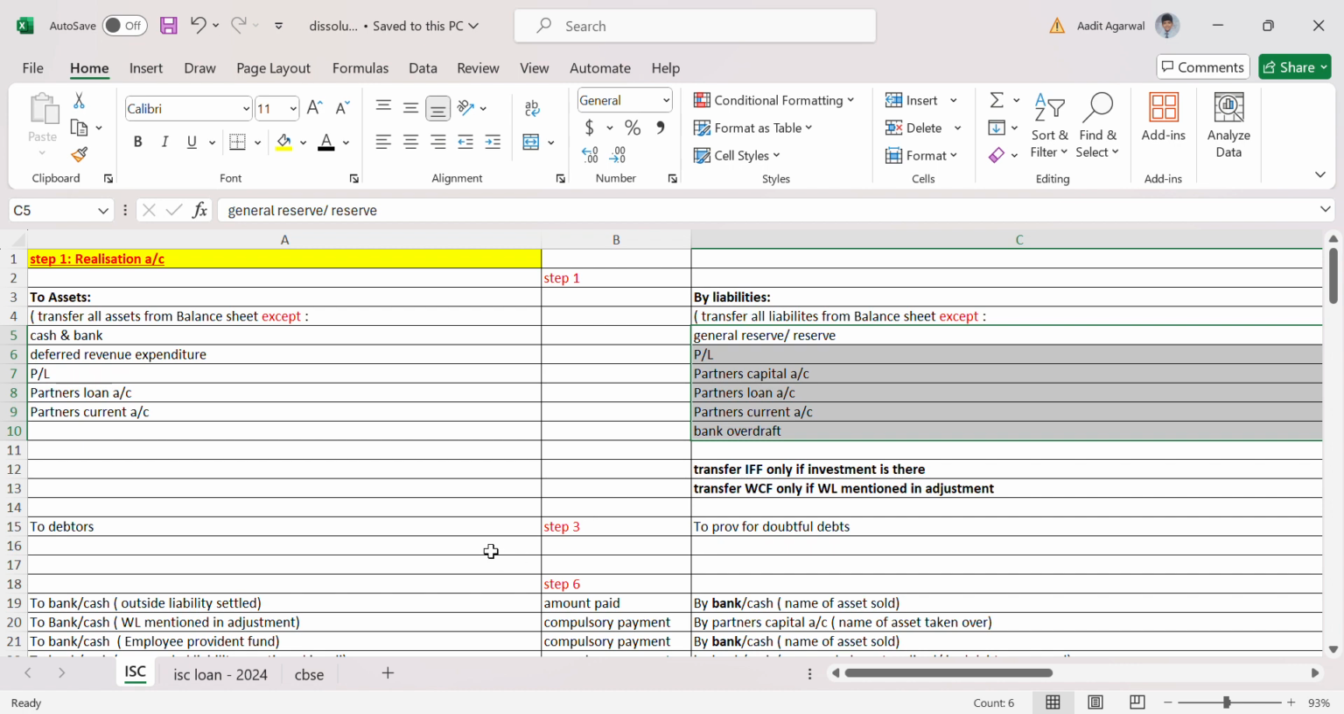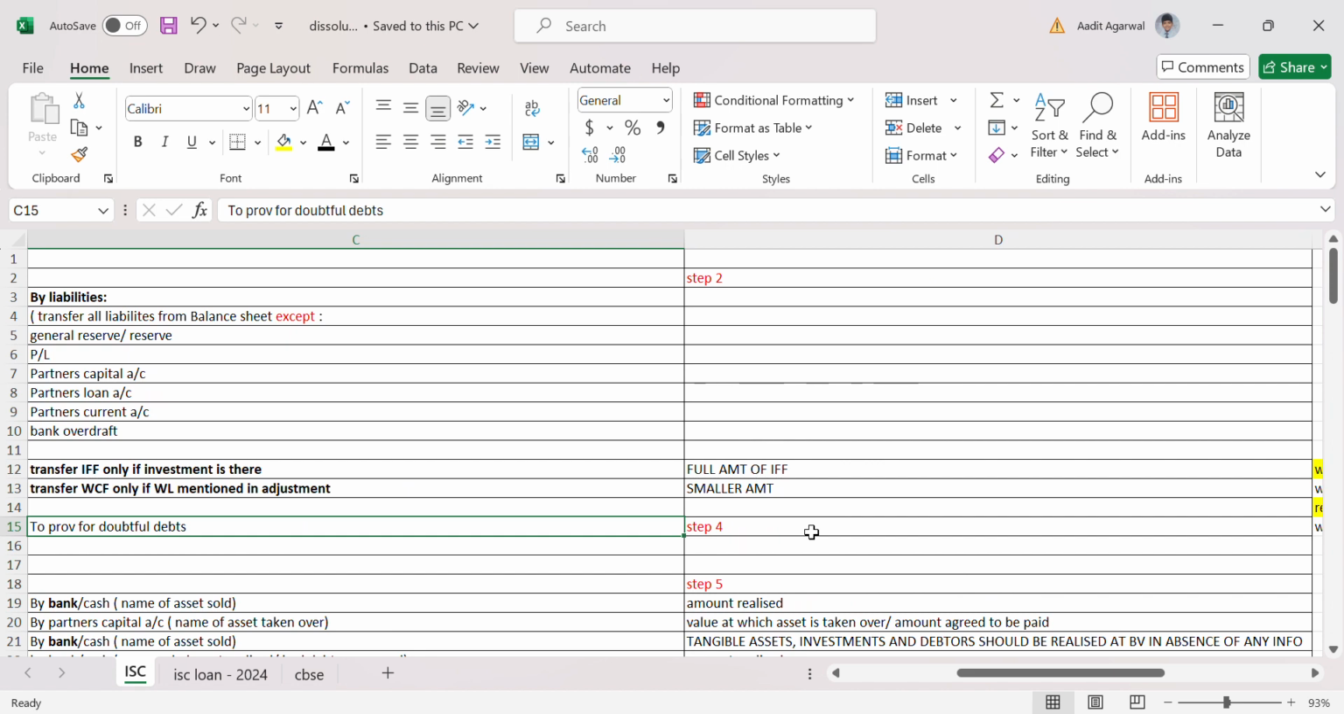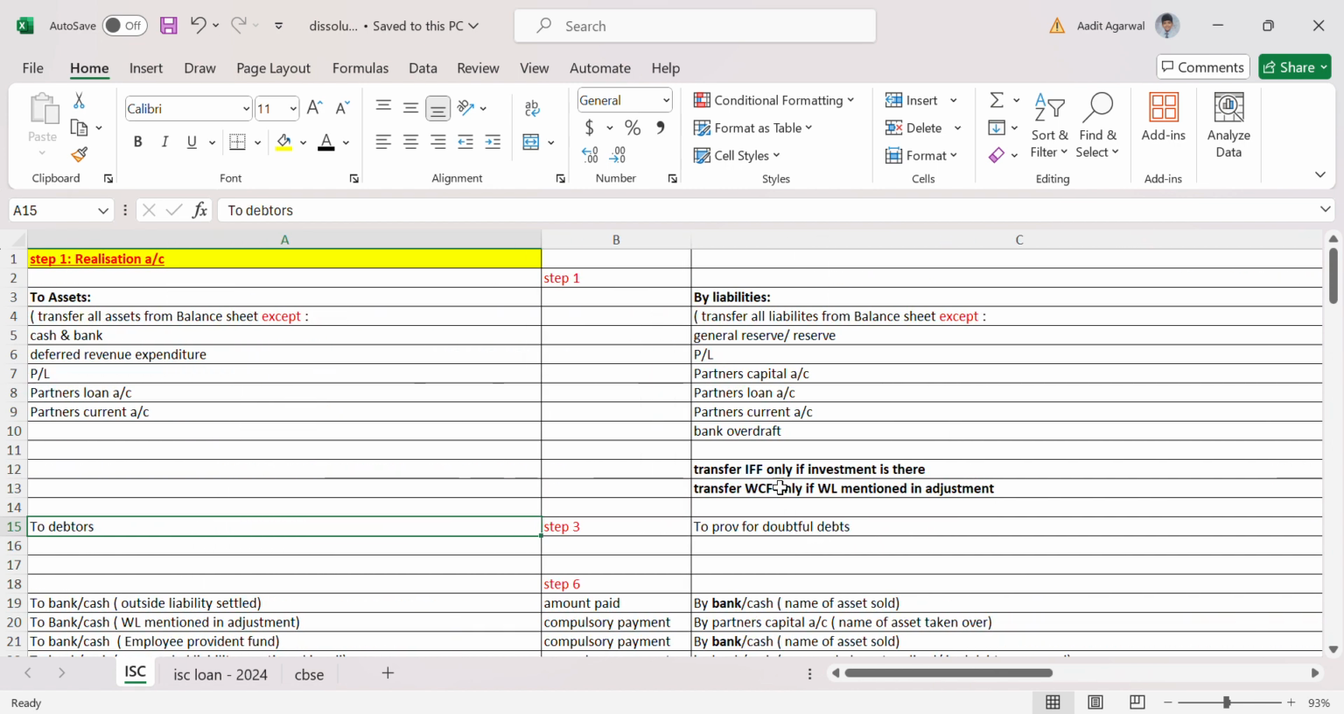With regard to debtors and provision for doubtful debts, you transfer the gross amount of debtors here and the provision you transfer separately on the credit side. With regard to IFF and WCF, you transfer the whole amount of IFF if you have recorded investments on the debit side. And for WCF, you compare the value of WCF with the workers' liability.